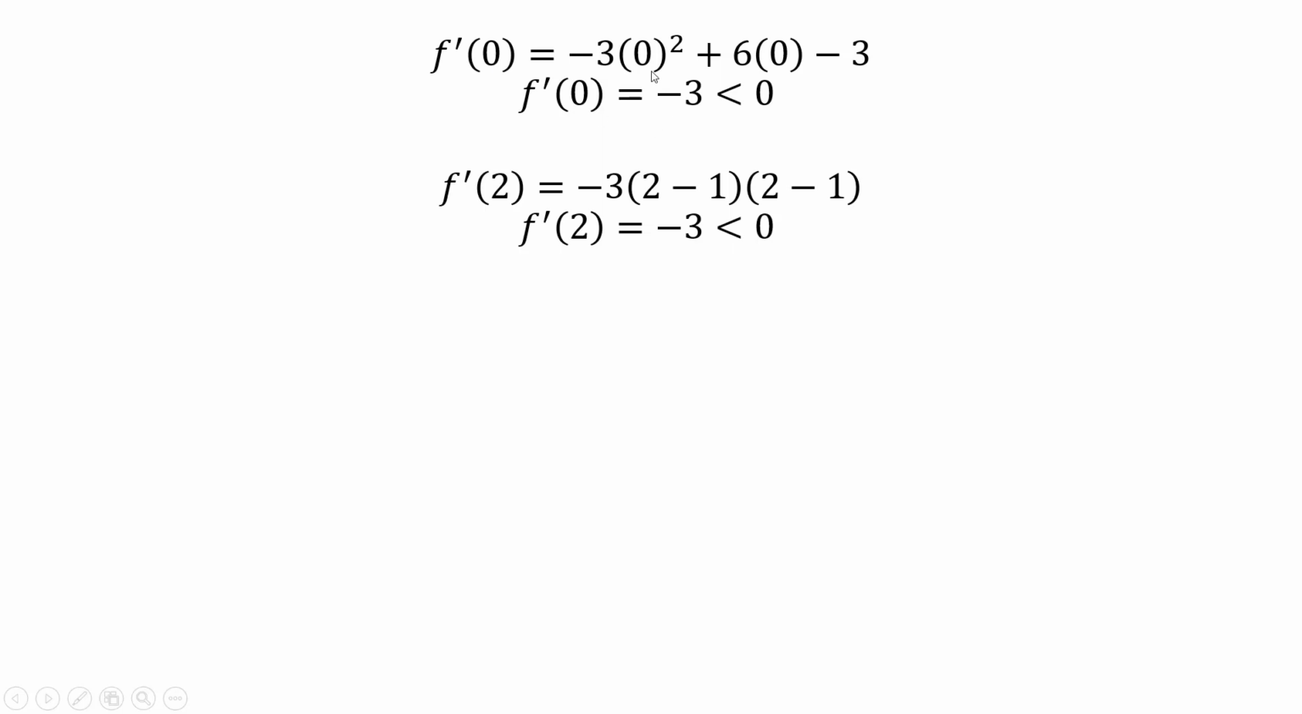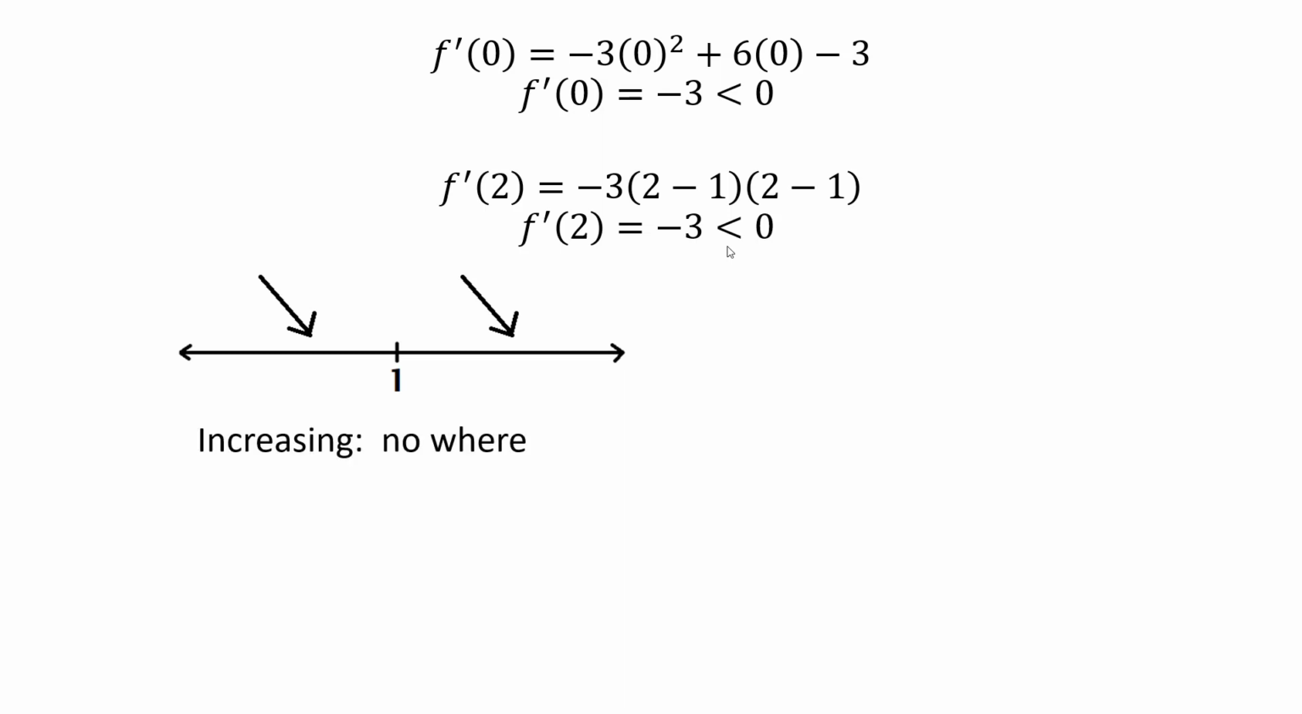When I plugged in 0, I got negative 3, which meant my function was decreasing. When I plugged in 2, I got negative 3, which also means my function is decreasing. So my function never actually increases. The only place it can change direction is at those critical values, and we only had the one critical value, which was 1, and my function didn't change. It went from decreasing to decreasing, which is fine. So it's not increasing. It's decreasing from negative infinity to 1 and from 1 to infinity.